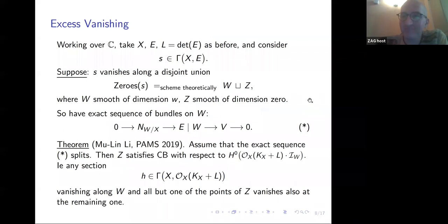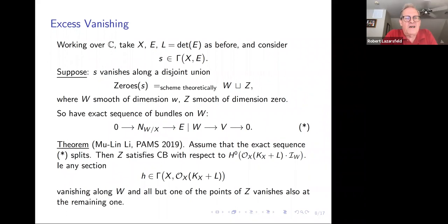Okay, so what was the setting up to now? Well, again, we had a rank n vector bundle on an n-dimensional variety. We take a section, so that should vanish at points. And then we wanted to say that that finite set of points satisfies Cayley-Bacharach with respect to a suitable line bundle. So in this case, Kx plus L.